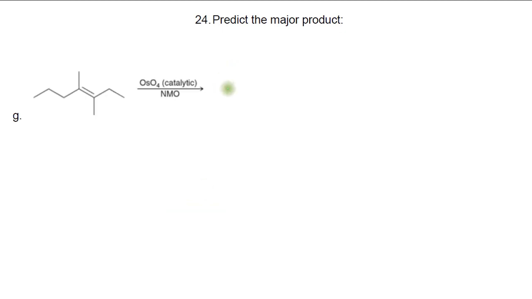Osmium tetroxide is going to form a diol that is syn. So if my alcohols were this way, that would make these here. And that's what we'd see for that one.